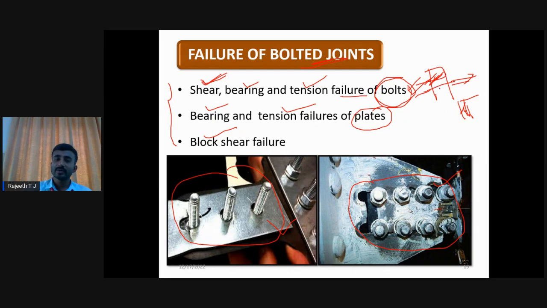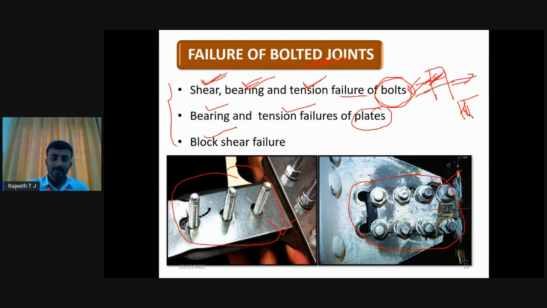Bearing failure means that when the bearing strength of the bolts is lesser than that of the plate, there will be a bearing failure of bolts. And there will be a tension failure of bolts when the bolts break into different numbers of pieces, based on the double cover, double shear or single shear concept.